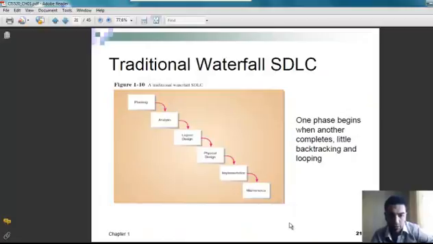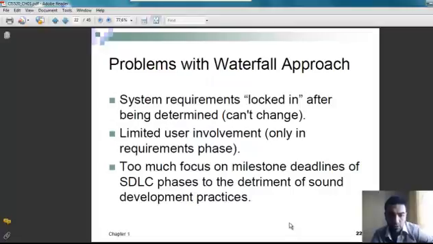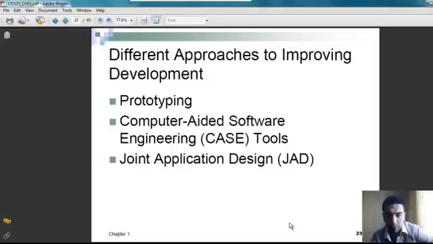Traditional waterfall SDLC. You can see the graphic. Problems with the waterfall approach: system requirements are locked in after being determined, there is limited user involvement, and too much focus on milestones and deadlines of SDLC phases to the detriment of sound development practices. Different approaches to improving development.